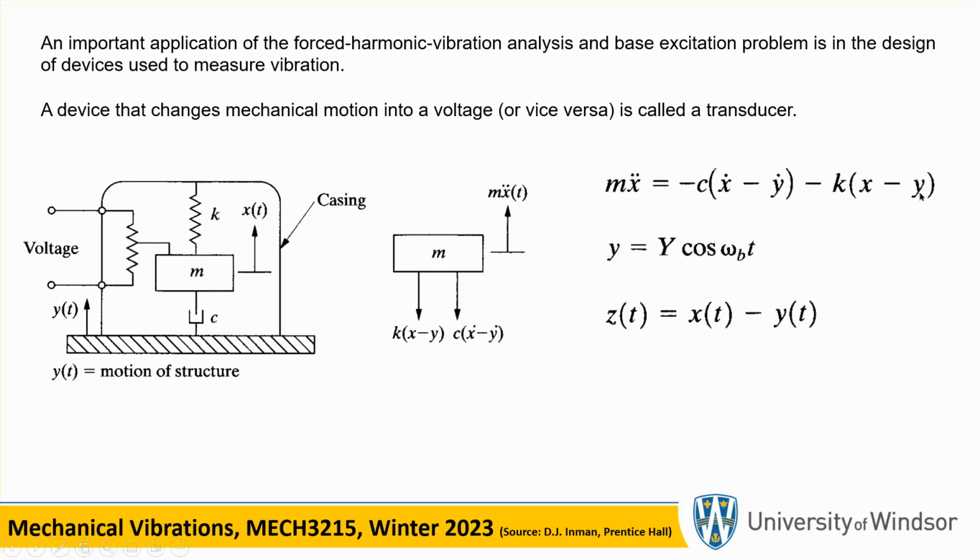Then that equation can actually be written in terms of z. For example, x minus y is simply z, and x dot minus y dot is simply z dot. So if I write it and clean it up, you're going to get this equation. Now keep in mind that here I'm going to have x double dot, and x double dot you can get from this expression.